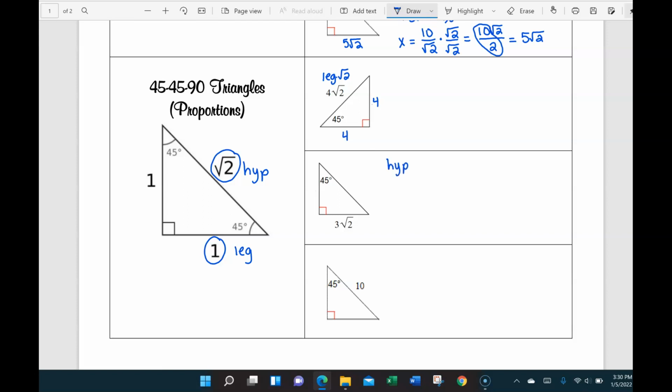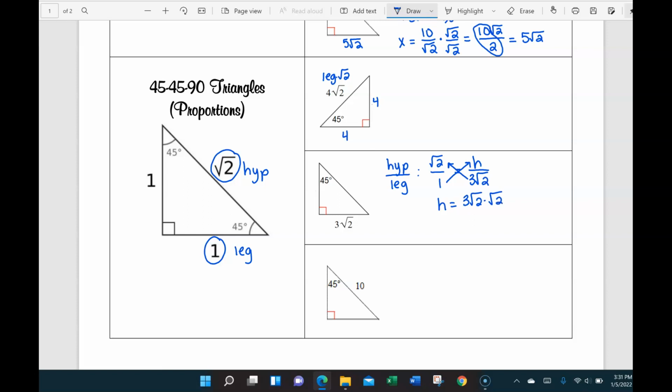So I'm going to create a ratio or a proportion comparing the hypotenuse to the leg. So I'm going to use my basic triangle. So my hypotenuse is square root 2 and my leg is 1. And in this problem, I was given the leg. So I'm going to put 3 square root 2 in the denominator. And then since I need to know the hypotenuse, I'm going to put an h there because that's the part I'm missing. So when I cross multiply, I get h equals 3 square root 2 times square root 2.